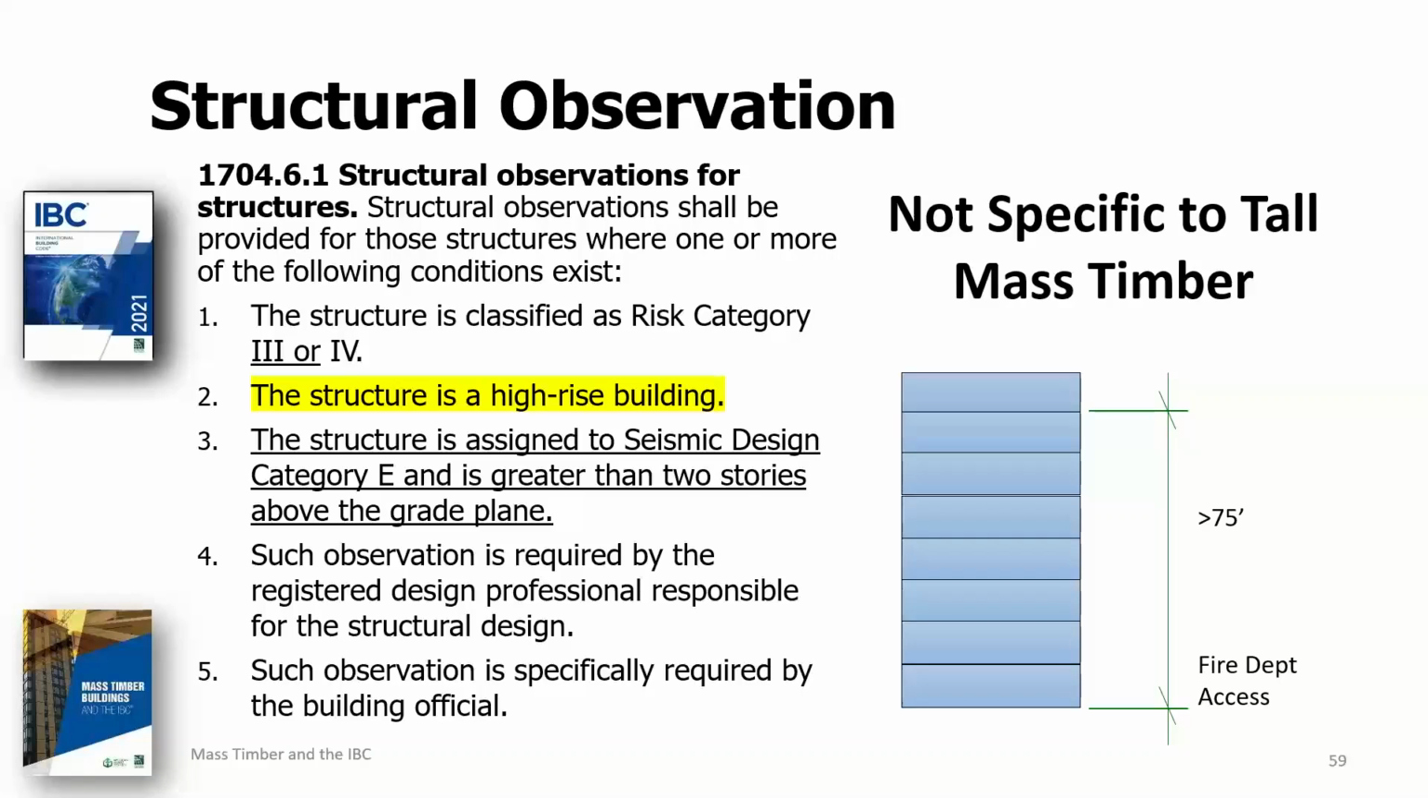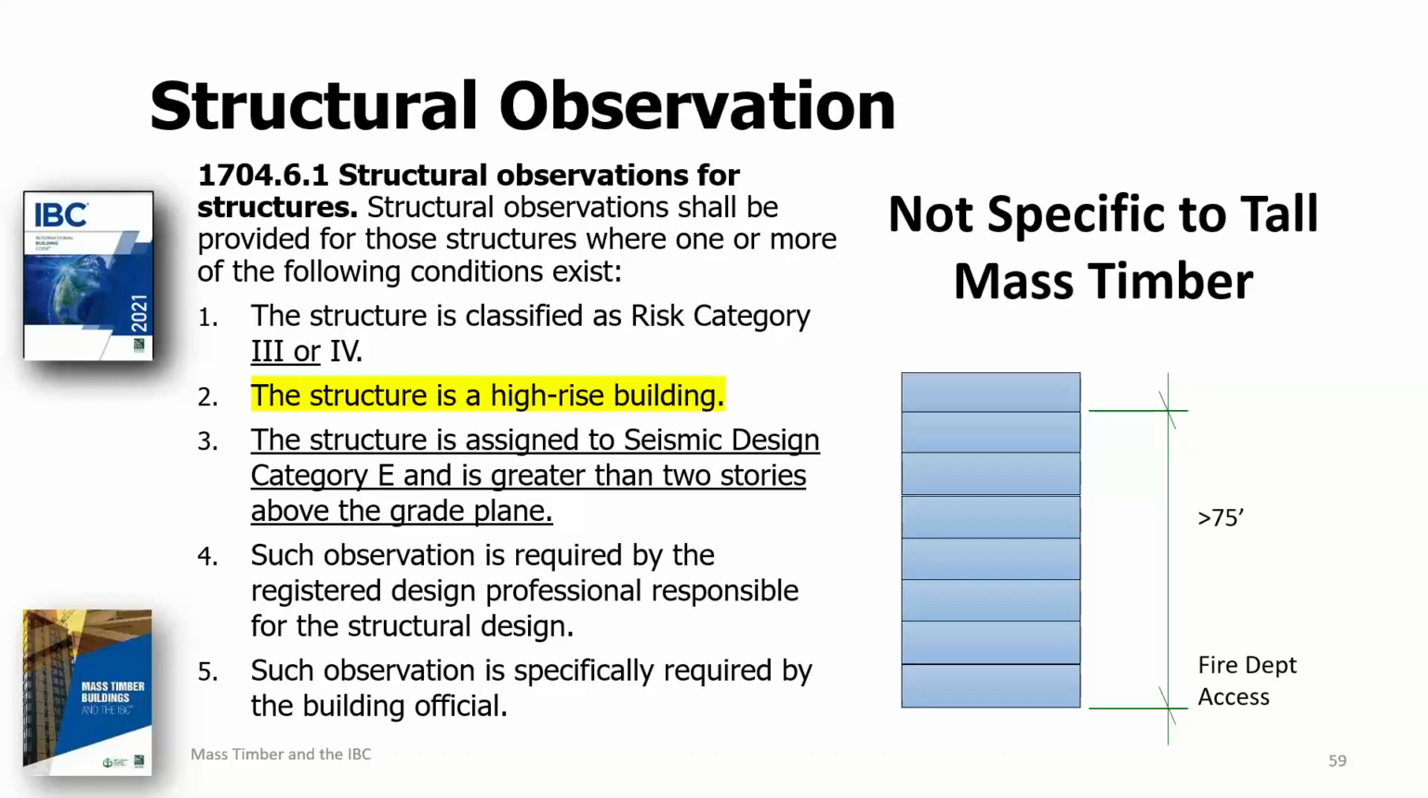Existing section 1704.6 requires the owner or the owner's authorized agent to employ a registered design professional to perform structural observations during construction whenever certain criteria are met. These criteria include a trigger that kicks in for any structure that is considered a high-rise building. And of course, any structure in which the top floor is greater than 75 feet above fire department access is considered high-rise, so this would include the new mass timber construction types.